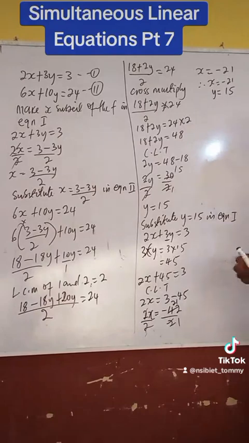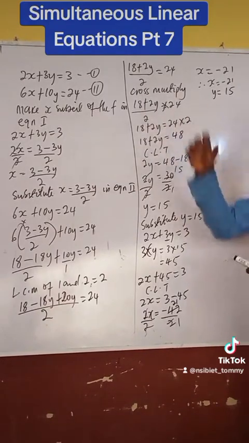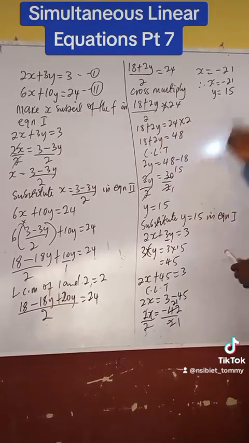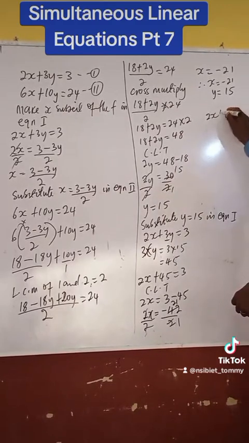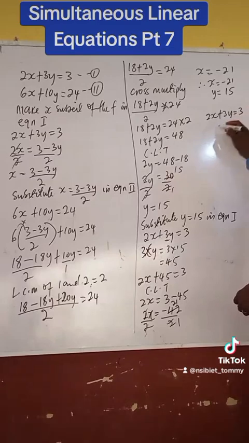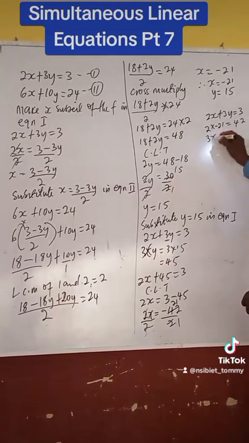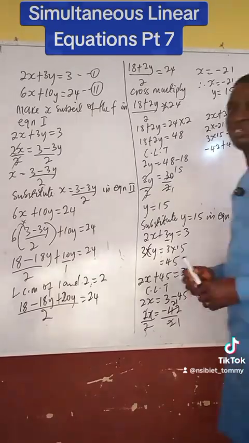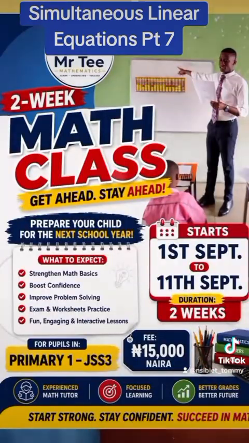So let's use this to check if our answer is correct. Let's check for equation 1 to know that what we have done here is correct. 2x plus 3y equals 3. So 2 times minus 21 gives us minus 42, sorry. 3 times 15 is 45. So this now becomes minus 42 plus 45, and the answer is 3. So using that to check, our answer is correct. Let's move to the next.